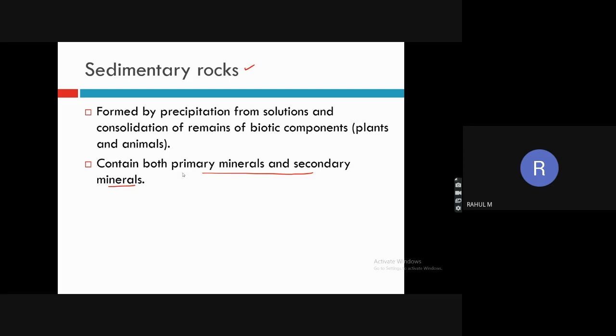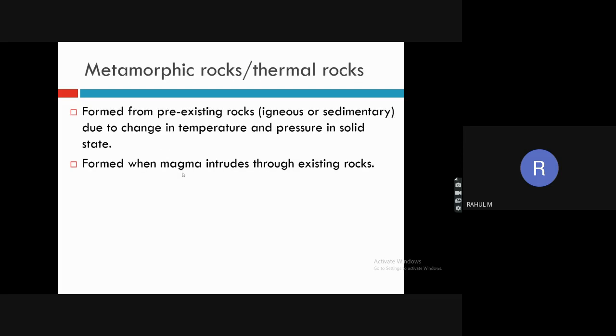Fine. The third one is your metamorphic rocks or thermal rocks. And these are formed from pre-existing rocks, either igneous or sedimentary rocks, due to the change in temperature and pressure in solid state. Okay. So this is important. Formed from the pre-existing rocks. These are the main types of rocks. Metamorphic or thermal rocks are formed due to the change in temperature and pressure in solid state.